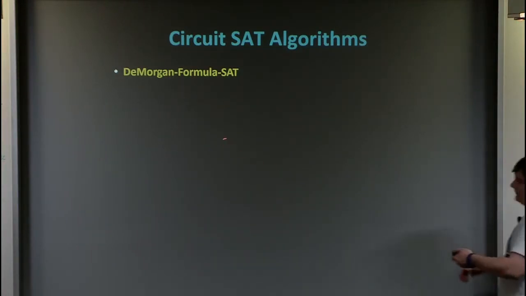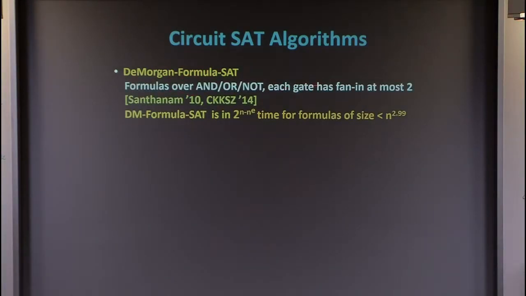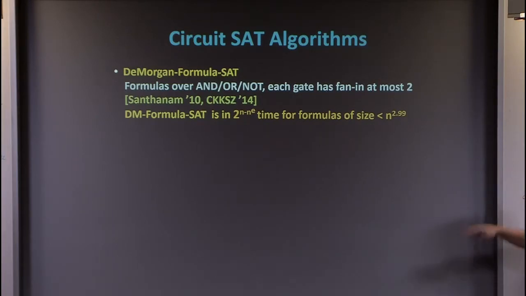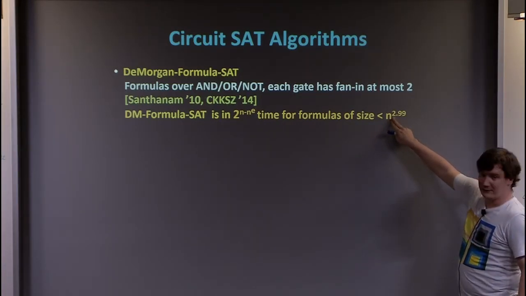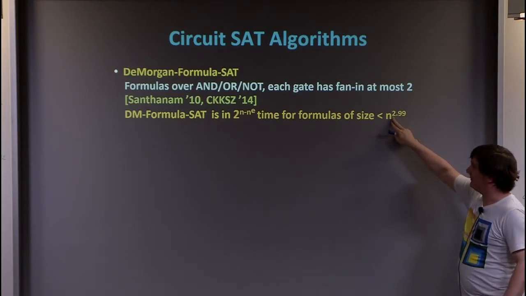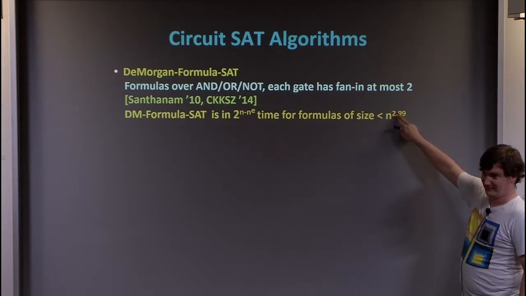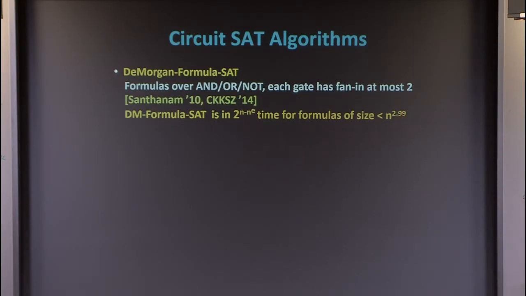So for example, starting from ACC, you can take more expressive circuit classes like formula SAT. So for De Morgan formula SAT, where you got formulas over AND, OR, NOT, and each gate has fan-in at most 2, it's known that you can get faster SAT algorithms for formula SAT, but only for formulas of size up to roughly n cubed, which is interesting because this is exactly the strongest lower bound size that we know for De Morgan formulas as well. And this is not really a coincidence.